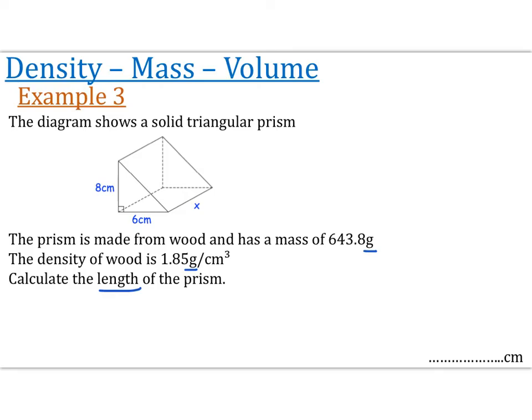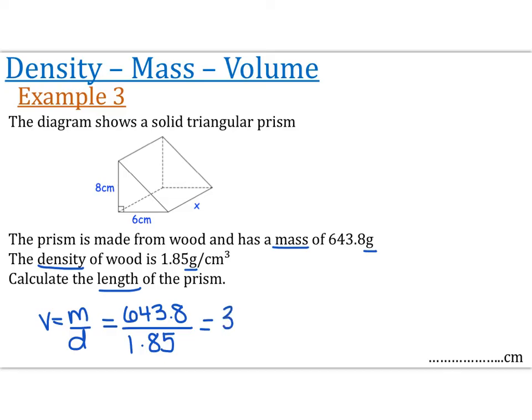Okay, how are we going to find the length? Well, I feel like we've got to use somehow the density and the mass to probably find the volume. I think that's a good start. So if we want to find volume, we're going to have to do mass divided by density. So the mass of this thing is 643.8 grams divided by the density, which is 1.85. So we're going to find the volume in centimeters cubed. 643.8 divided by 1.85 gives us a lovely answer of 348 centimeters cubed.